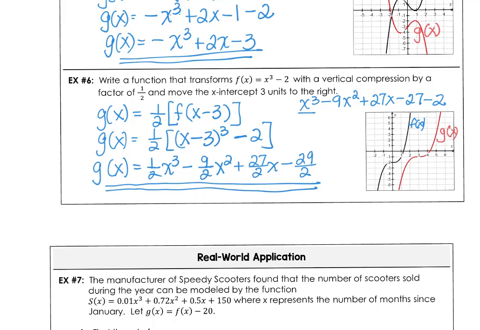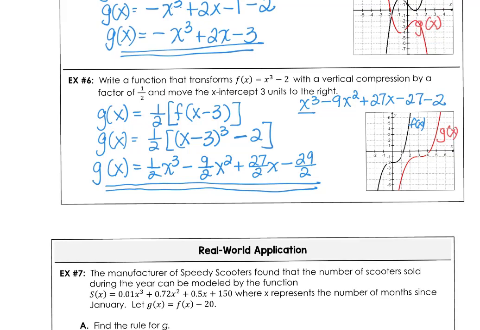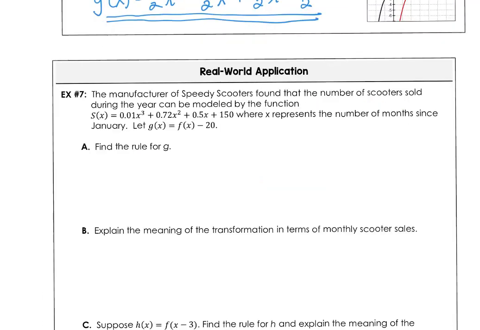Then one more example, and we'll be finished with this lesson. In example 7, we have the manufacturer of Speedy scooters found that the number of scooters sold during the year could be modeled by this function, where this is their sales function, where x represents the number of months since January, and we want g of x to be f of x minus 20. So first let's find the rule for g of x.